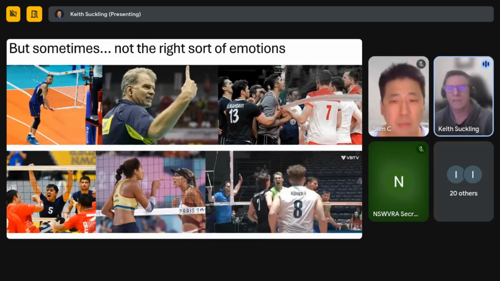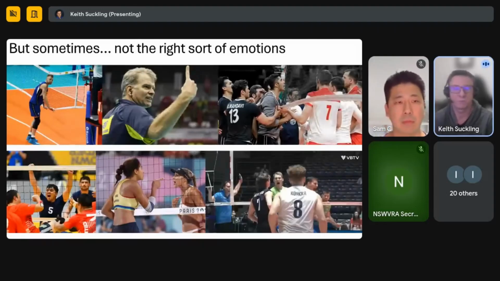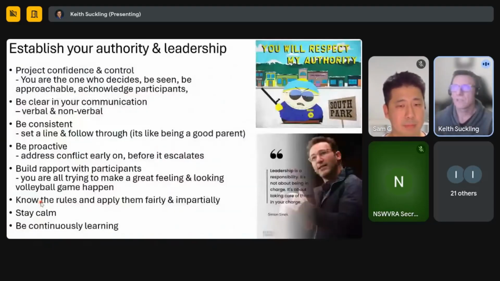So what we're talking about is how do we manage this across the balance of a game? How do we manage this before the game, during the game, after the game, to get to the right place, so that we end up with a game that people will enjoy watching, that people will enjoy playing, that we enjoy reffing, and that everyone walks away going, hey, let's do that again. That was really fun.